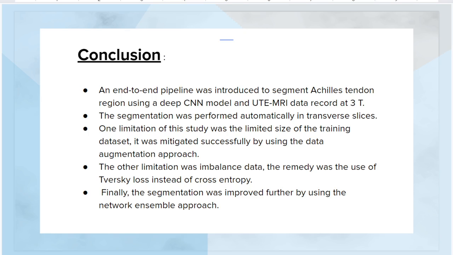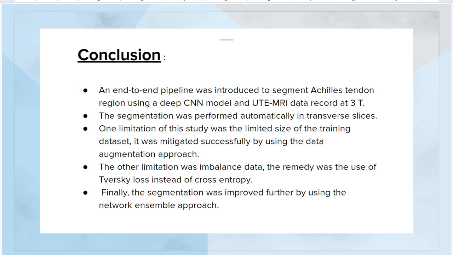Conclusion: in this study, an end-to-end pipeline was introduced to segment the Achilles tendon region using a deep CNN model, which exploits the deep CNN capabilities to perform automatic segmentation of Achilles tissues using UTE MRI data recorded at 3 Tesla. The segmentation was performed automatically in transverse slices.